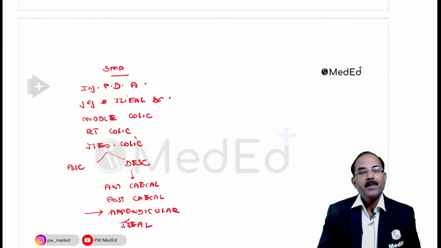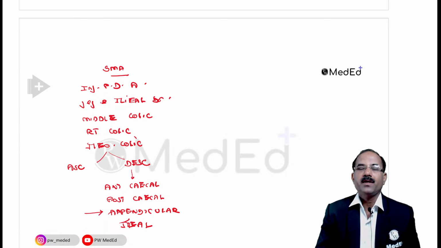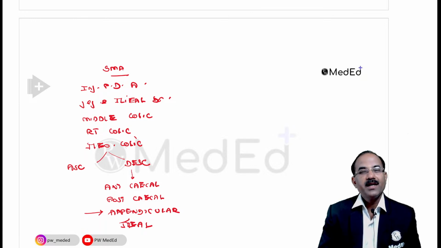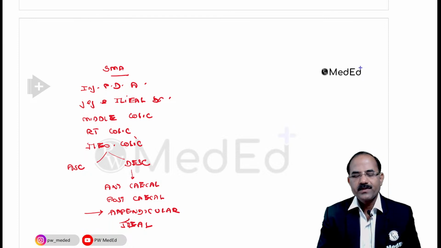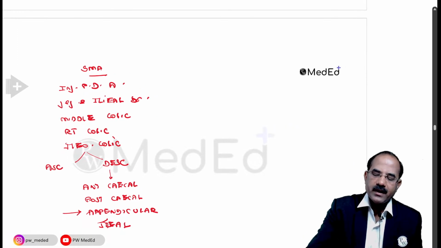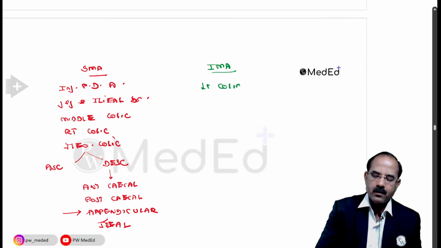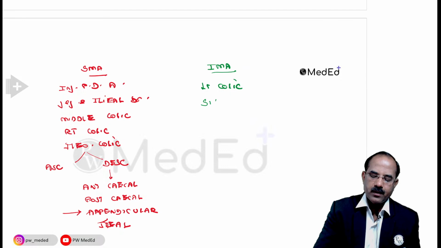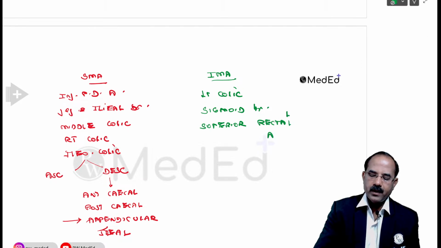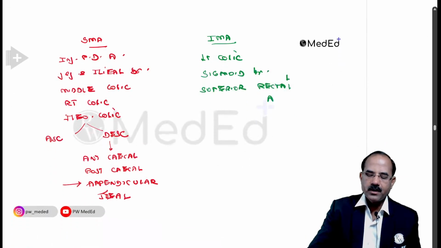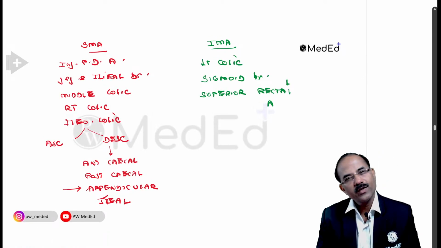So this MCQ comes. Appendicular artery is a branch of what artery? The appendicular artery is a branch of the descending branch of ileocolic. Remember, it's a branch of superior mesenteric. Now coming to the next artery, inferior mesenteric artery. What are the branches of inferior mesenteric artery? One is the left colic artery. Second is sigmoid branches, and the third one is the superior rectal artery. The left colic, the sigmoid branches, and the superior rectal artery. These are the branches of inferior mesenteric.